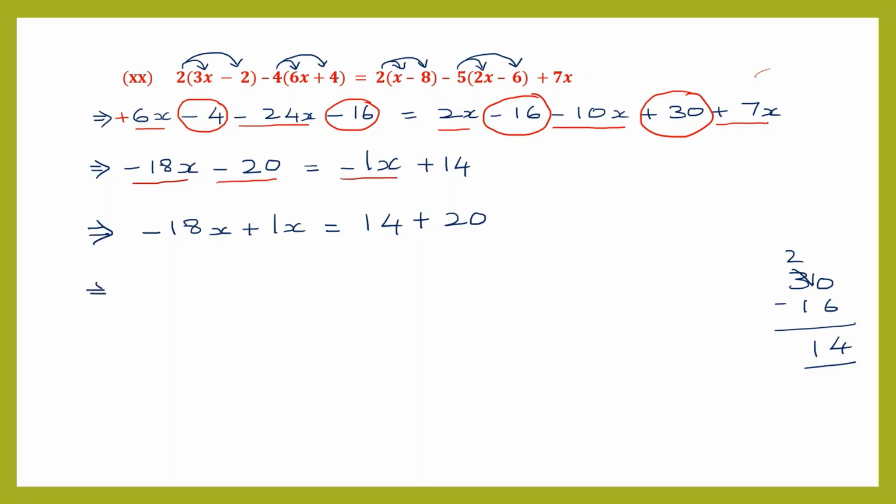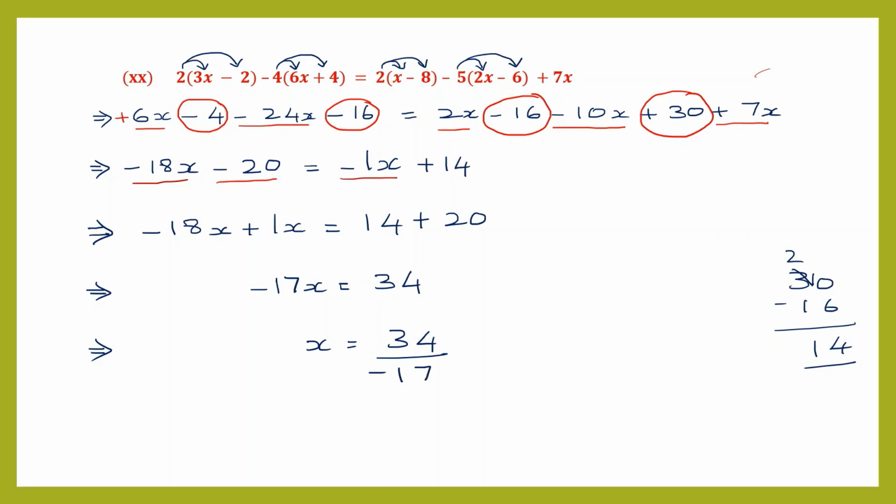Now let's simplify this. Minus 18 plus 1. So signs are different. Put the sign of the bigger number and subtract. 18 minus 1 is 17. 17x is equal to 14 plus 20 is 34. Now we can find the value of x. X is equal to 34 divided by minus 17.